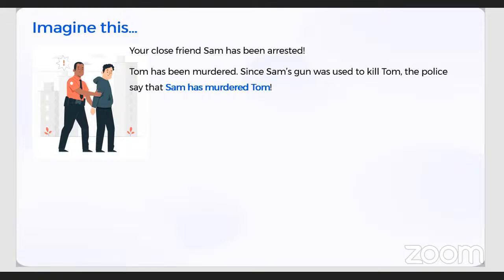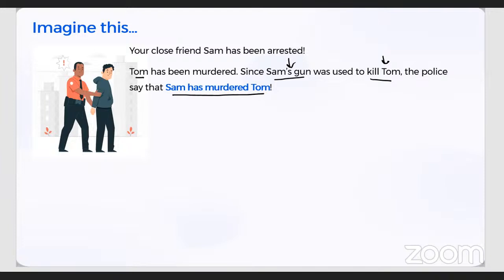You want to know what's happening. So Sam tells you that somebody called Tom has been murdered, and police find out that Sam's gun was used to kill Tom. And because Sam's gun was used to kill Tom, the police have gone and arrested Sam, and they're saying that Sam has murdered Tom. This is the scenario. This is what Sam has told you.